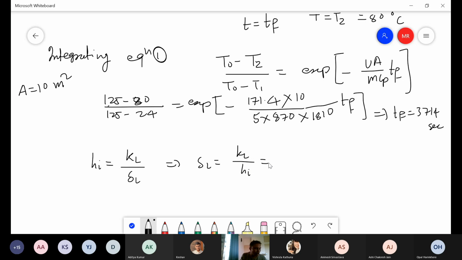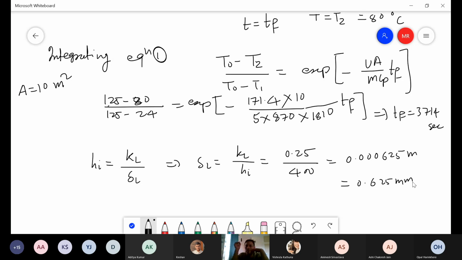So the thermal conductivity of the monomer is already given, that is 0.25, divided by hi, which is also given, that is 400. So this comes out to be 0.000625 meter, isn't it? So that is 0.625 mm. Okay. This is what the film thickness is, isn't it? So the liquid side film thickness is 0.625 mm.